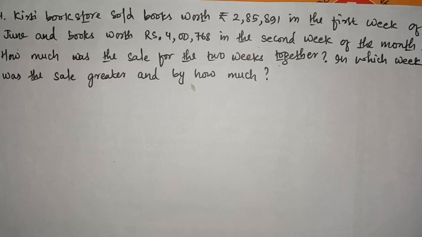So in the first week and second week they have earned that much amount. Now you have to find how much was the sale for the 2 weeks together. So for the 2 weeks together, what was the total amount they earned? In the first week the amount was 2,85,891. Second week 4,07,768. Altogether, what is the total amount, and in which week was the sale greater, and by how much, that we have to find.